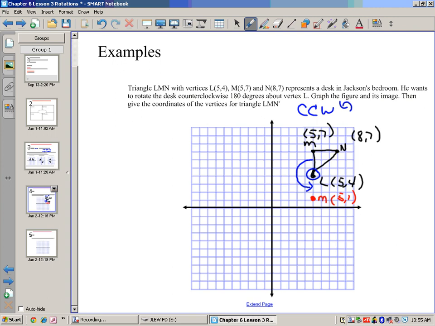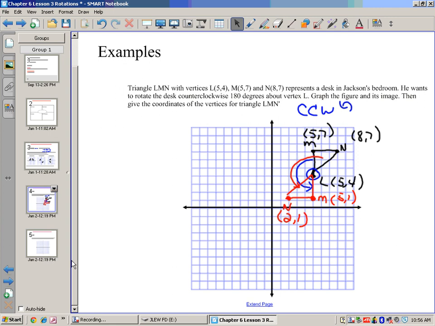Okay, and now N. N is going to once again go 180 degrees, so it's going to just rotate this far over here. And look at it, it is 3 over and 3 up. So it's going to be 1, 2, 3 over to the left, 2, 3 down. This will be N, and its new coordinate is 2, 1. So now we're just going to draw our new desk. And there you have our desk rotated 180 degrees counterclockwise.